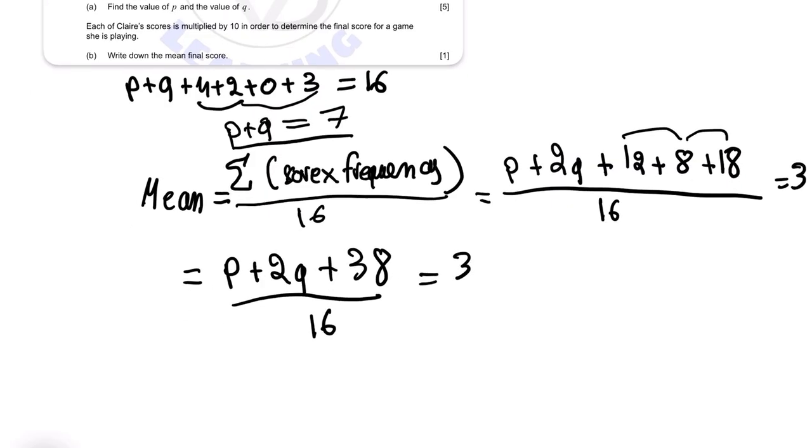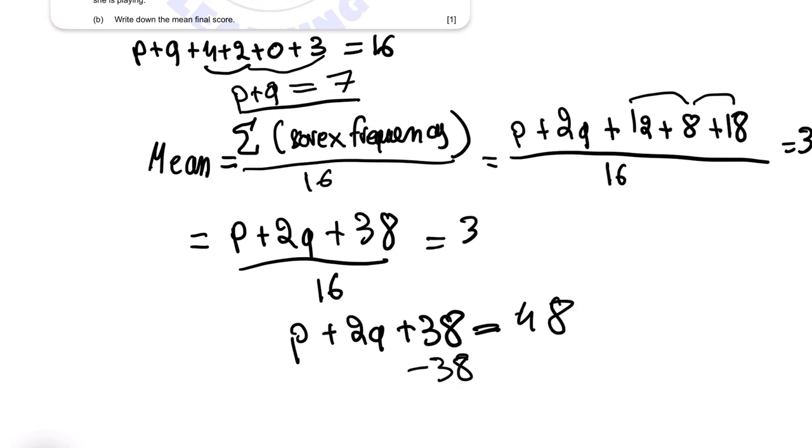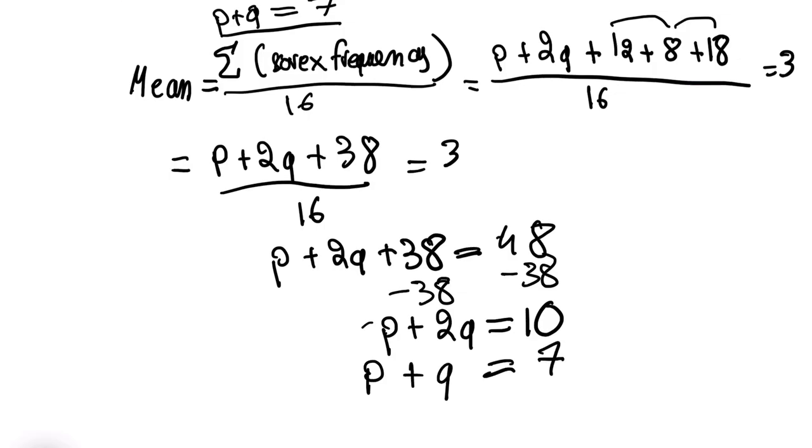Then I'm going to multiply both sides by 16. So I have P plus 2Q plus 38 is equal to 3 times 16, which is 48. Then I can subtract 38 from both sides, and I get P plus 2Q is equal to 10. That is our second equation. Let's recall that the first one we got is P plus Q is equal to 7. Now we can set a system of equations up to solve for P and Q.